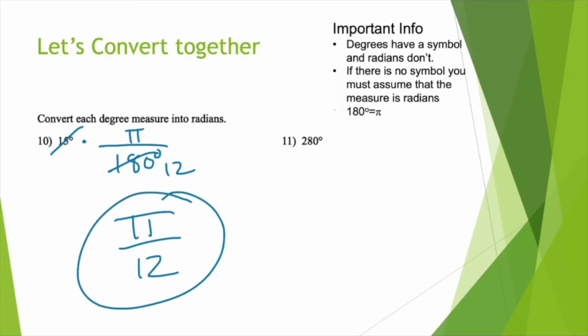Let's do another one. Let's do number 11. Remember, if it's degrees, we put the 180 on the bottom so that our degrees will cancel with the pi here. My 280 over 180, we need to convert that or reduce that. Some of you have a fraction button on your calculator and some don't. I got 14 over 9, so it's 14 pi over 9.